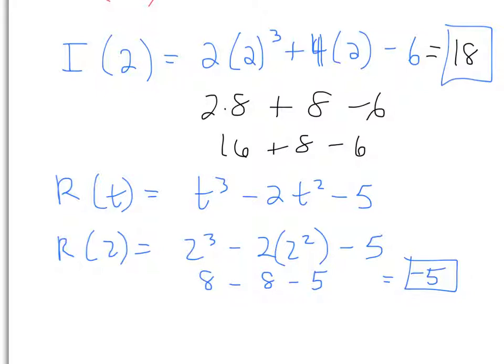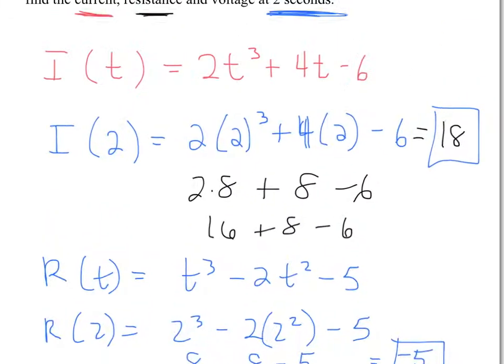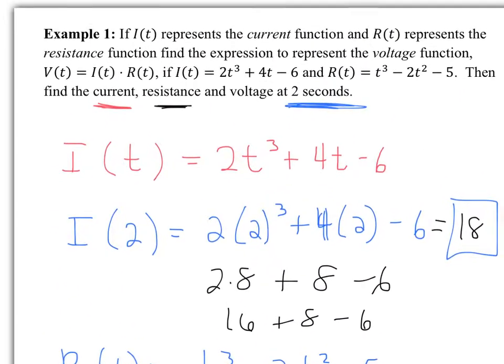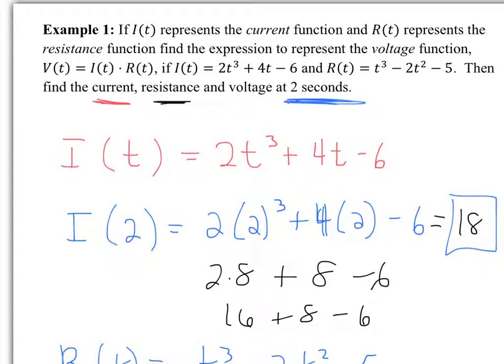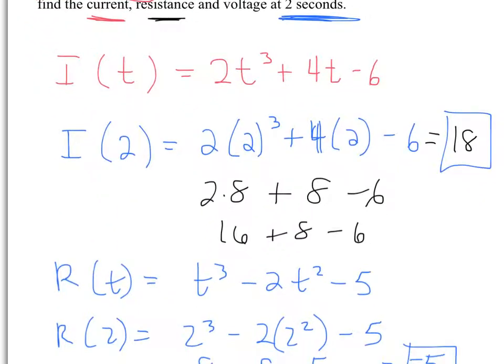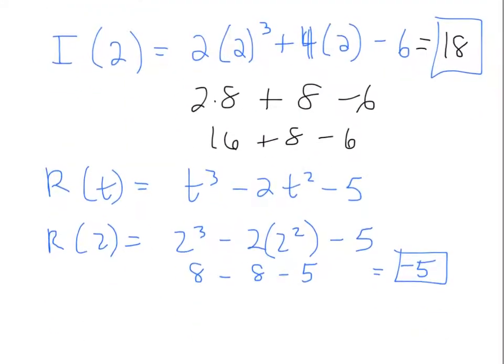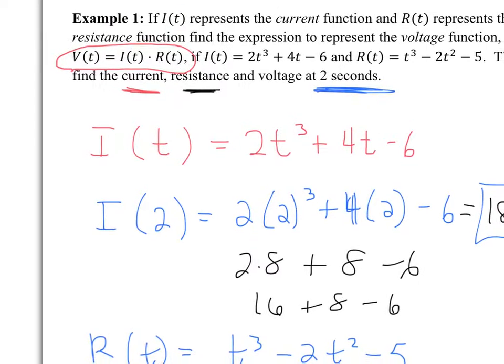Okay, so hypothetically speaking, those are our two answers. Now, we want to figure out what the voltage is at 2 seconds. And we're told the following: voltage is equal to current times resistance. So I could just multiply those two numbers. The answer I got was 18 for current. Resistance was negative 5. That gives me negative 90, and that could be my voltage.